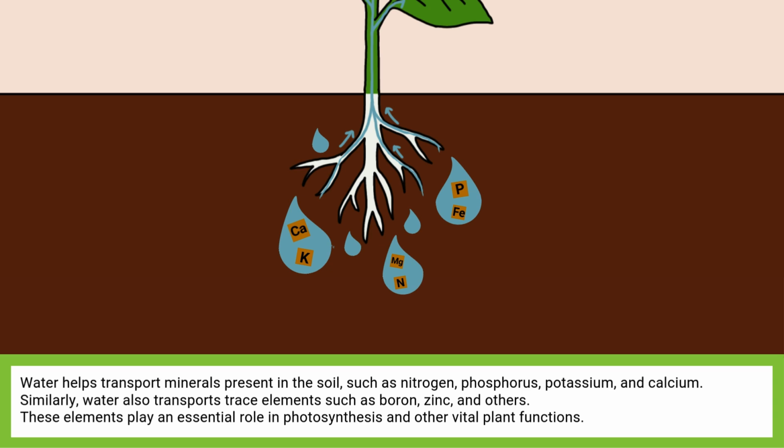Water helps transport minerals present in the soil, such as nitrogen, phosphorus, potassium, and calcium. Similarly, water also transports trace elements such as boron, zinc, and others. These elements play an essential role in photosynthesis and other vital plant functions.